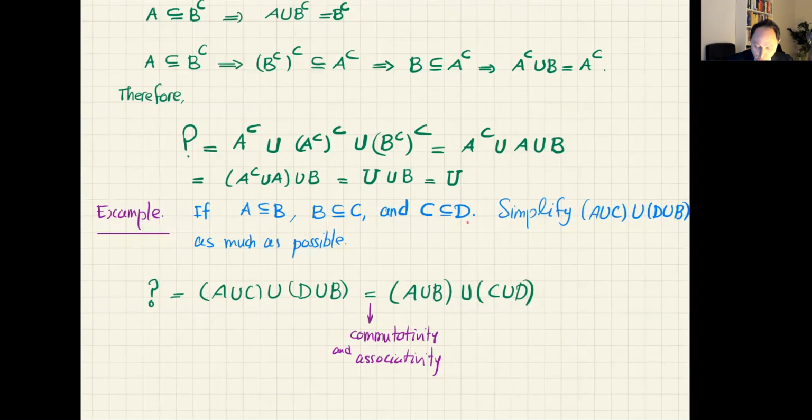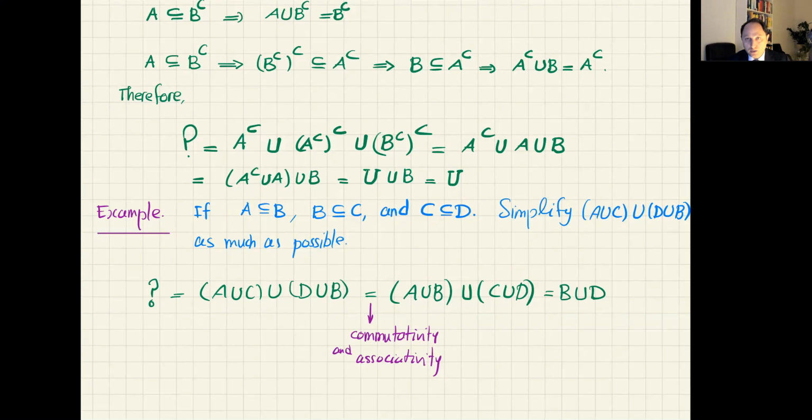And I have also told you that C is a subset of D, so the union of these two sets is the bigger set, in this case D. So the first one is B, union, the second one is D. Should I stop here or can I still simplify more? You can simplify more. How?